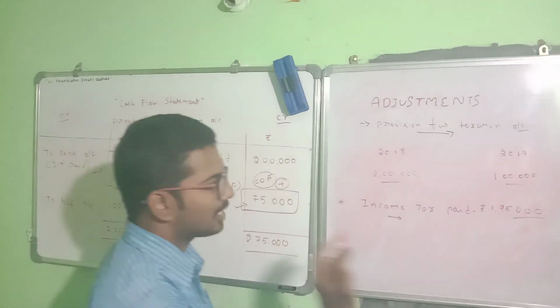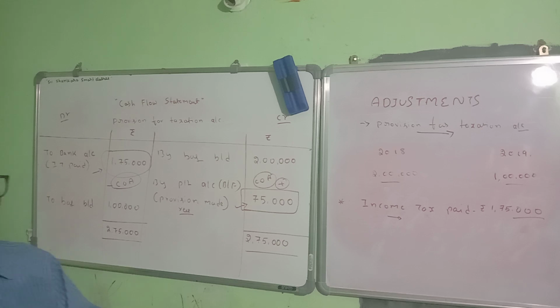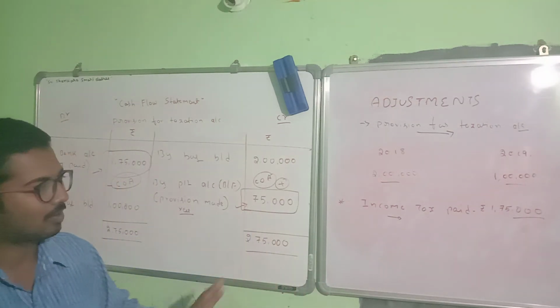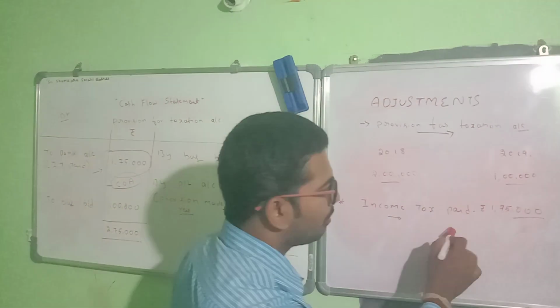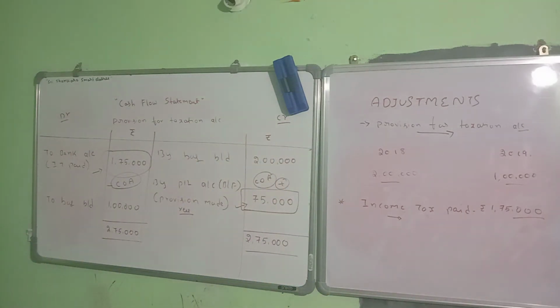If you start with the profit before tax that they have clearly given in the question, there is no point in preparing a ledger account. The income tax paid should be deducted directly after adjusting current assets and current liabilities. This is how we treat the provision for taxation account. So let us see one more account, the provision for depreciation account.